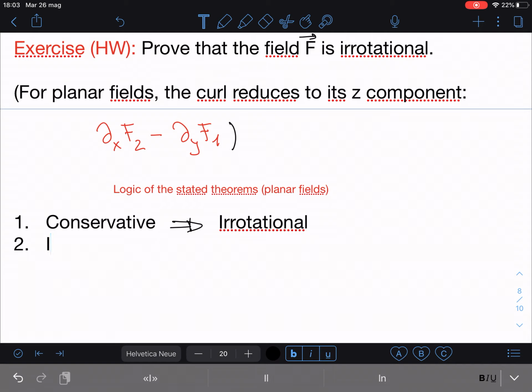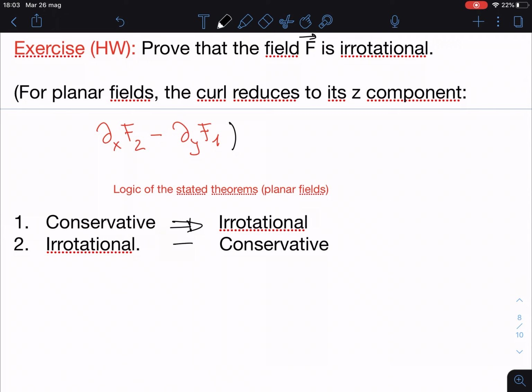Two. Irrotational does not imply conservative. Okay, so irrotational does not imply conservative.